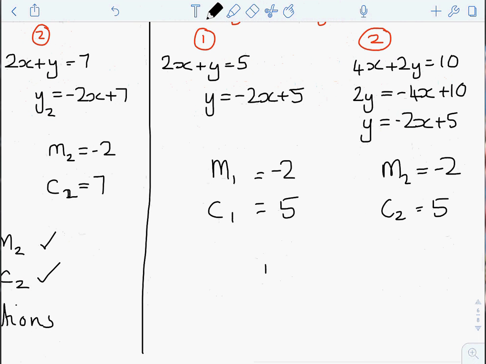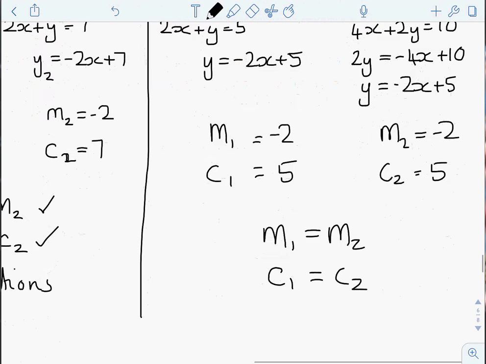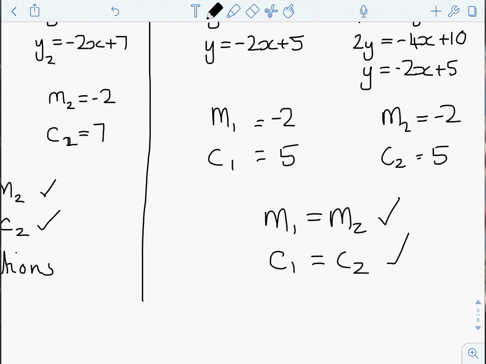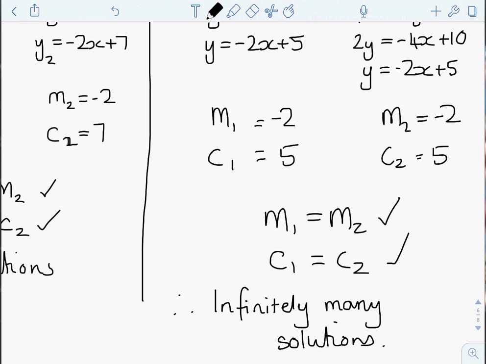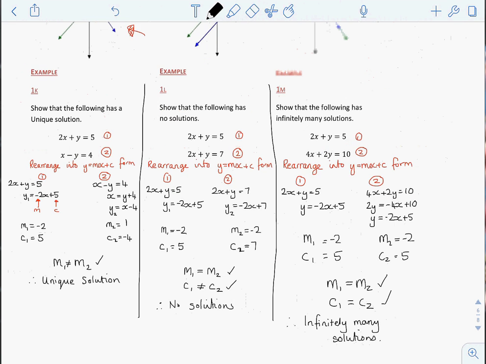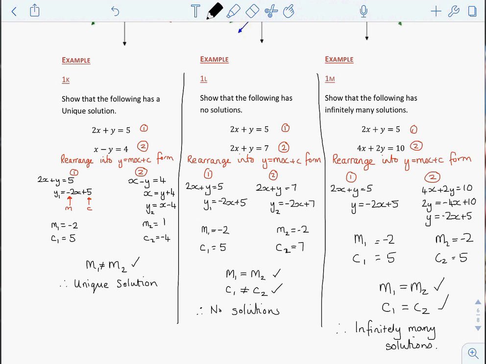For there to be infinitely many solutions, m1 must equal m2, and c1 must equal c2. So our gradients and our y-intercepts must be equal. They are, therefore, infinitely many solutions. Done. So again, we haven't boxed anything, as I show that question includes all working out.